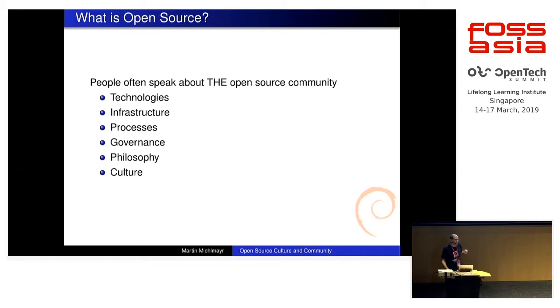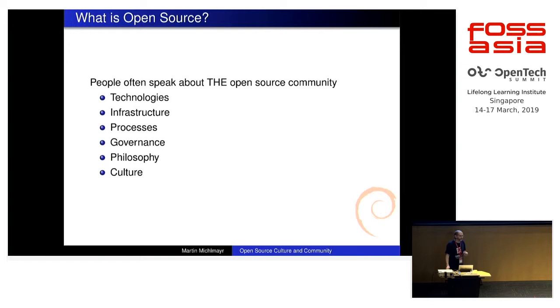Some of those differences can be in terms of technologies, right? Some different programming languages or the different things they do. And then some differences can be in terms of the infrastructure. What kind of bug tracking system does the project use? What kind of CI system? There is a lot of diversity out there.